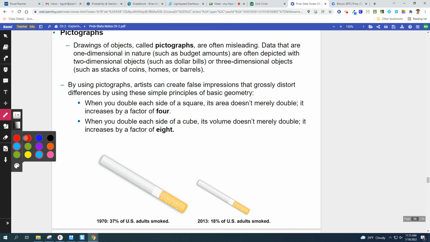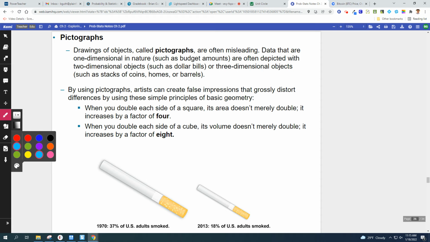Next one is pictographs. I think this one's kind of weird. Drawings of objects are called pictographs, and are often misleading. Data that are one-dimensional in nature, such as budget amounts, are often depicted with two-dimensional objects such as dollar bills, or three-dimensional objects such as stacks of coins, homes, or barrels. One-dimensional means just a list of numbers.